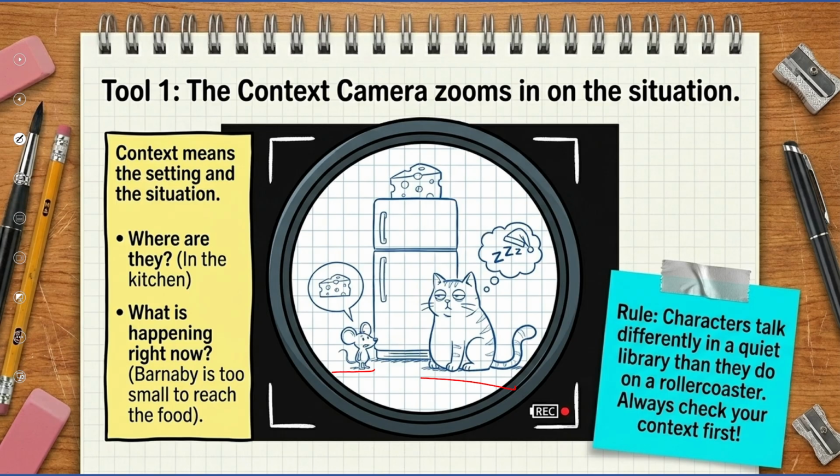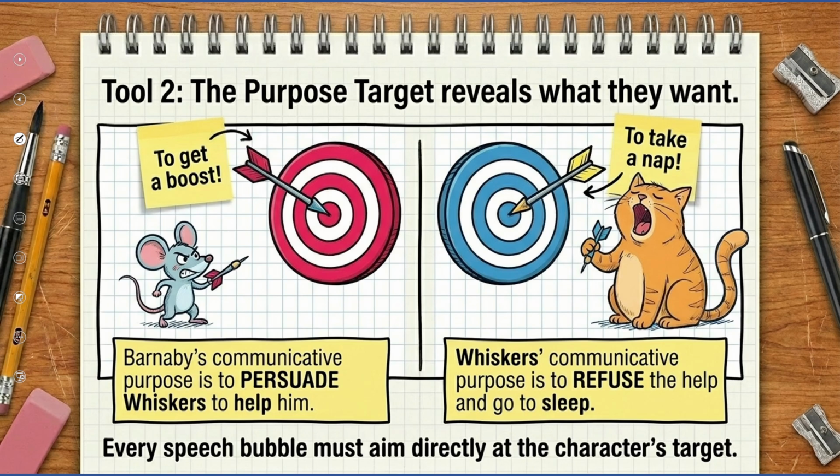Now what is this? This is a kitchen. What is happening? This small mouse called Barnaby is too small to reach the food high up on the top of the refrigerator. Now look at this cat. This cat is sleepy. Z means it is sleepy. Correct? So now we have understood what is going on in the picture.